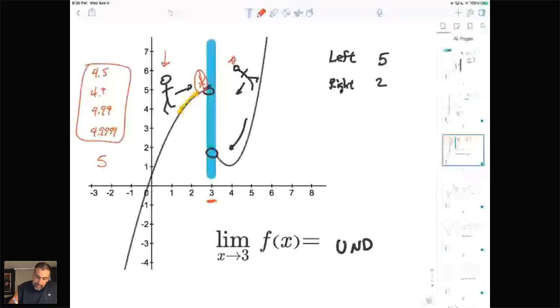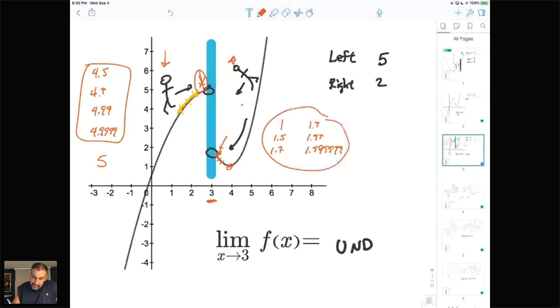On the other side, this person's doing the same thing. They're coming to 3 from the right side, coming from just below this value, so they're going to pass the value of 1 right here. Then they're going to go maybe 1.5, then 1.7 as they keep moving closer and closer. Eventually 1.9, 1.99, and then something like 1.9999. And that's going to stop them just short of 3. Well, they've got to look at this data, and they've got to guess, where do I think I'll be once I get to 3? And they're going to say the answer is 2.